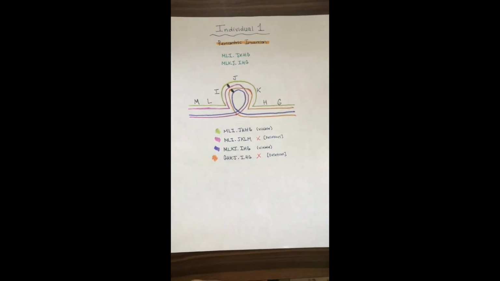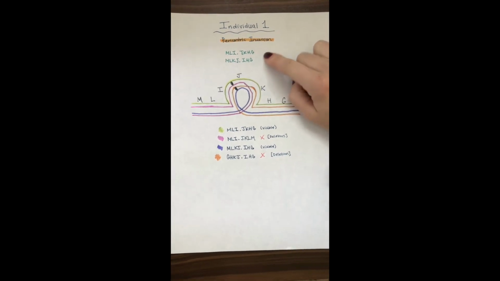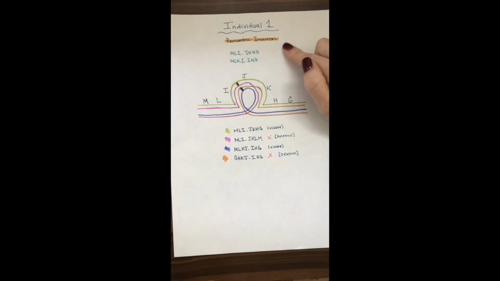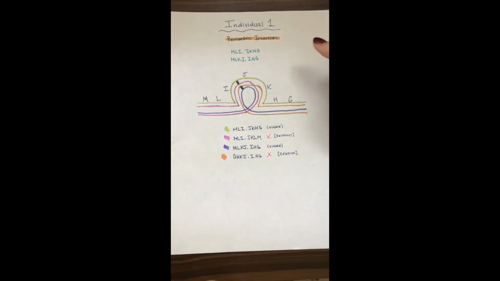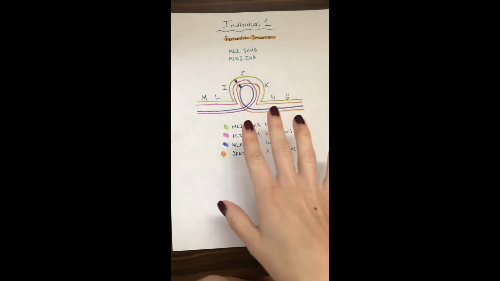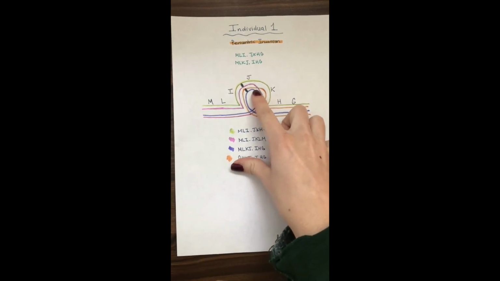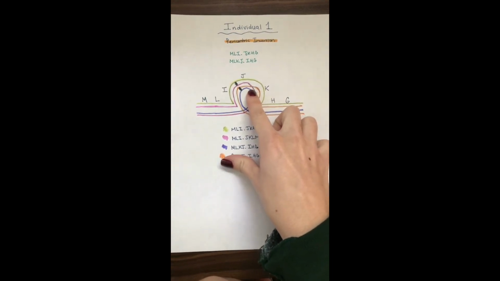We'll begin talking about synapsis through individual 1. Looking at these chromosomes, there is a pericentric inversion. So this occurs when the inverted area includes the centromere. Looking at our inversion loop, we see that the crossover event happens between J and K.